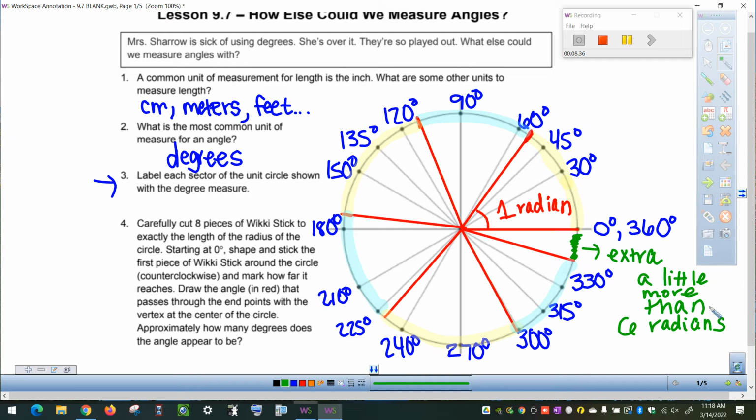So let's take a look at this halfway point. If we were to look at the 180-degree mark, notice how it's also not exactly 3 at the halfway point. So 3 radians would be right here, that red line on mine, and so we have this little extra here as well. So at the halfway point, it's a little more than 3 radians. This is where we have 180 degrees. Can you think of a number that it might be? Something that is a special number that we use in math that's a little more than 3?